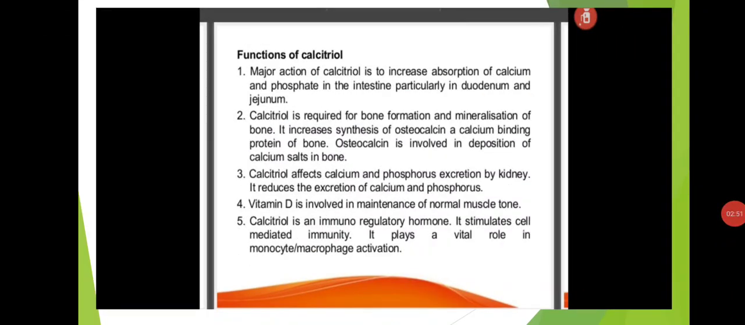Functions of calciferol: the major action of calcitriol is to increase the absorption of calcium and phosphate in the intestine, particularly in the duodenum and jejunum. Same like vitamin C, in the presence of which the intestine absorbs iron, here the action of calcitriol is to increase the absorption of calcium and phosphate.